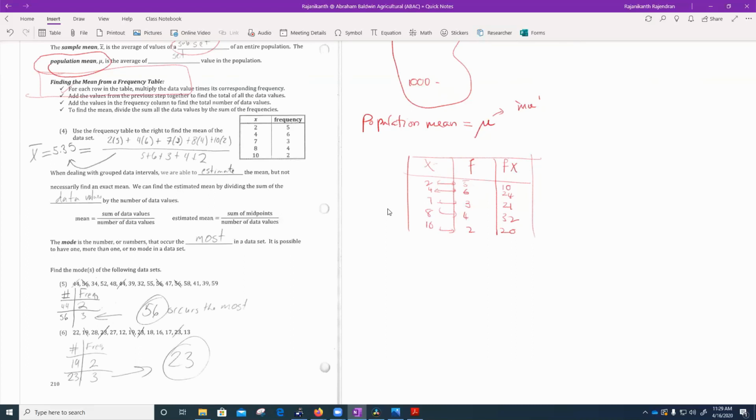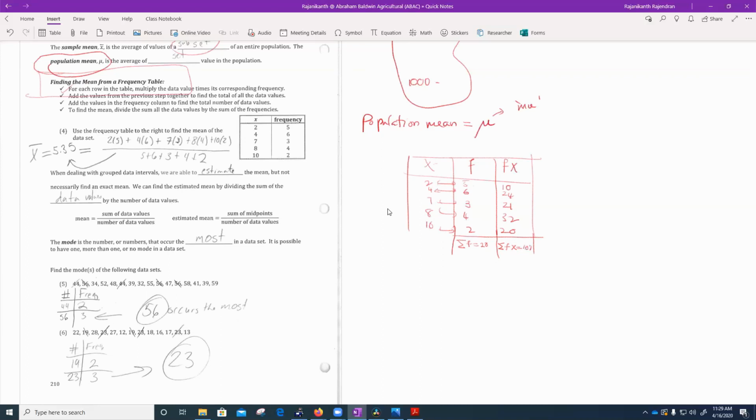After that, you have to find the total for these two columns. I'm using the summation symbol now. The summation of f: simply add all the f values, 5, 11, 14, 18, 20. Now here I'm adding all my fx values. Simply add these numbers: 10 plus 24 is 34, plus 21 is 55, plus 32 is 87, plus 20 is 107.